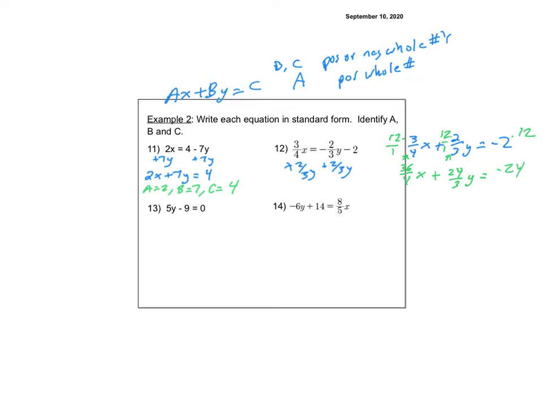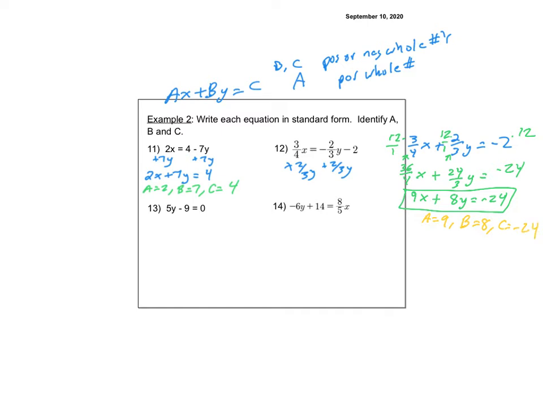And then the first term can be reduced. 36 divided by 4 is 9, and 24 divided by 3 is 8y, equals -24. So now b and c are positive or negative whole numbers, and a is 9, which is a positive whole number. So now we have to identify our pieces. Our a is 9, b is 8, and c is -24.